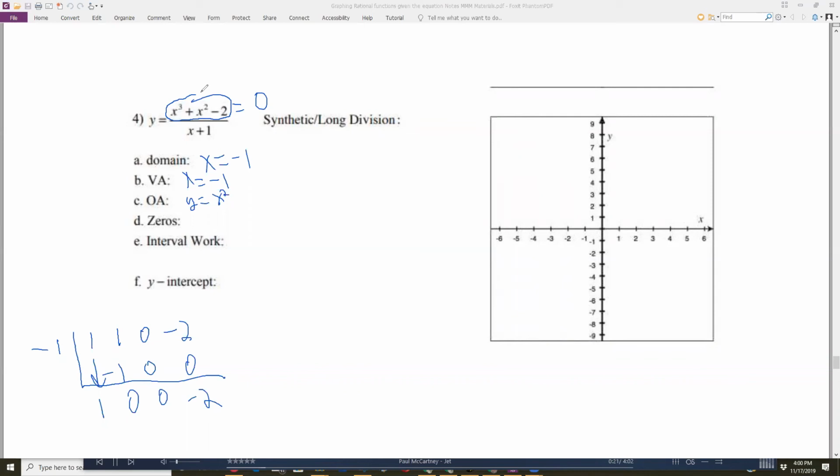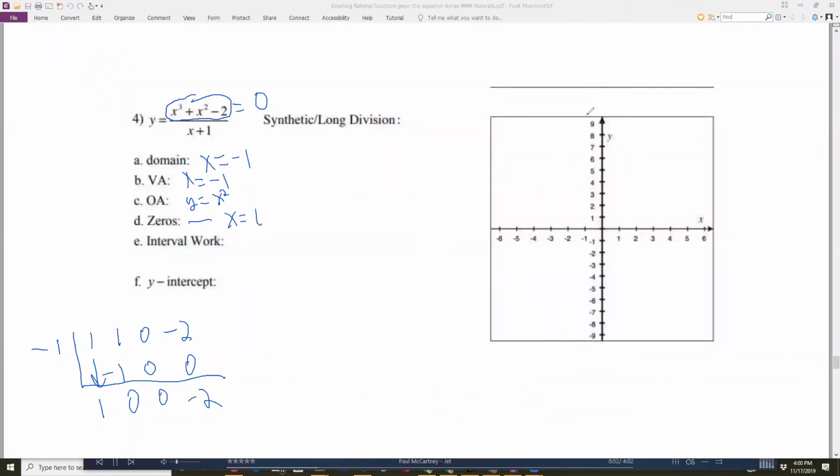Is this it? Yeah. So that has a 0 at... here we go. This had a 0 when I graphed it at x equals 1. I'm just talking about the numerator. Okay. So x equals 1 was the 0. Let's get some graphing going here.